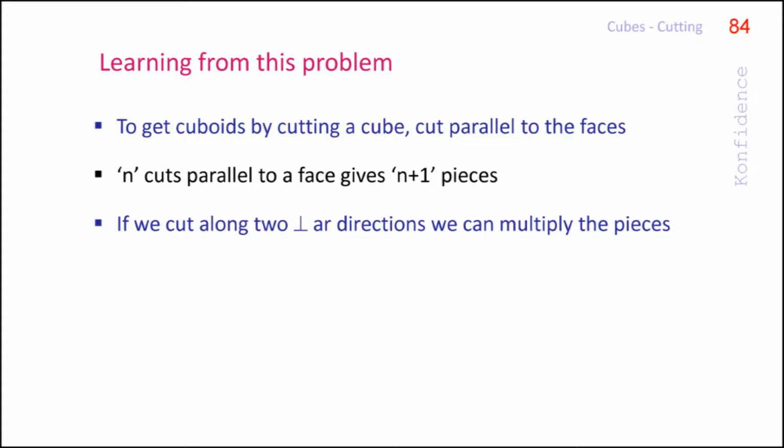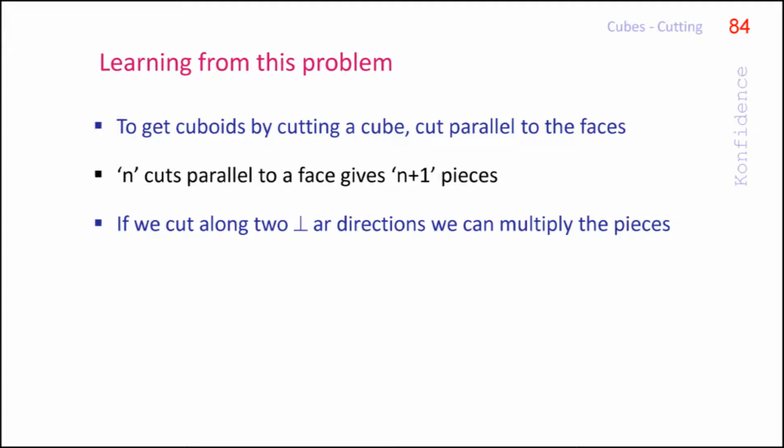If we cut along 2 perpendicular directions, we can multiply the number of pieces to get the total number of pieces. For example, when we made 2 cuts along one direction and 1 cut along a direction perpendicular to the 2 cuts, we got 2 plus 1 into 1 plus 1, which is 3 into 2 equals 6 cuboids.